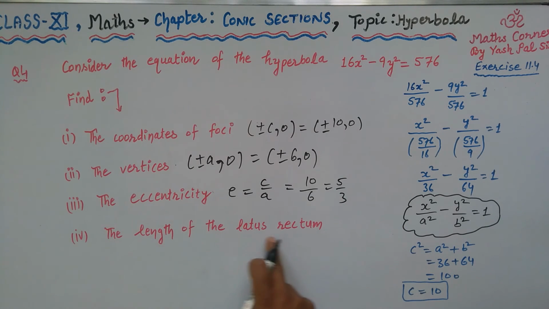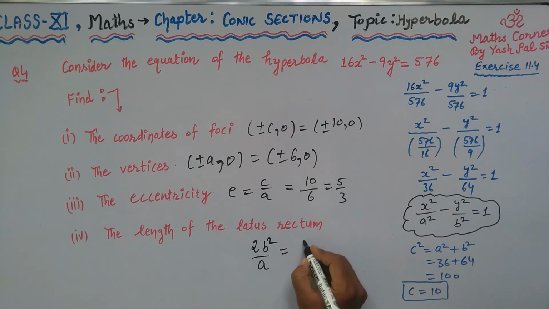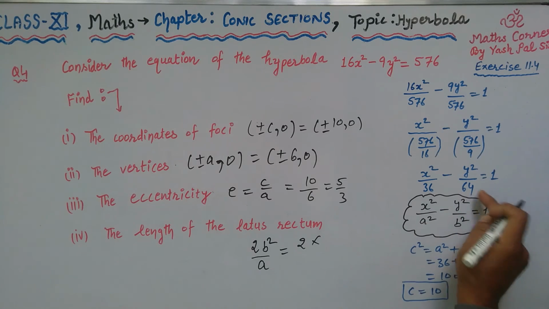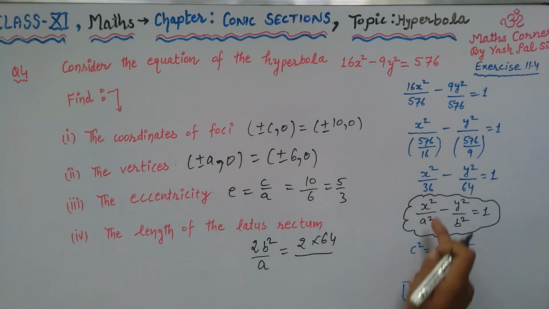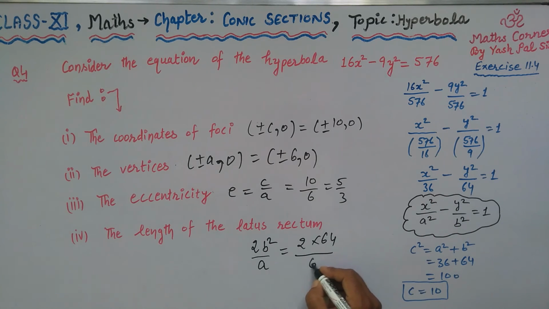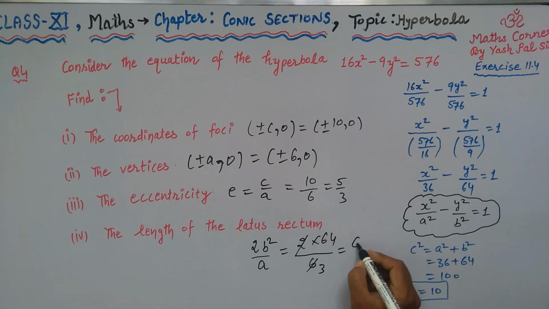Lastly, we have the length of latus rectum. The formula is 2b square upon a. So this becomes 2 into b square, which is 64, and a is 6. So this becomes 3, and 64 upon 3 is the length of latus rectum. Okay. Now what is the next question we have?